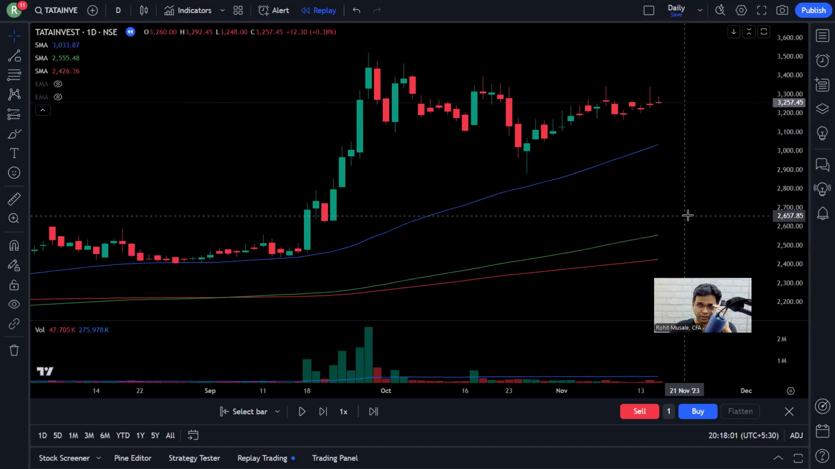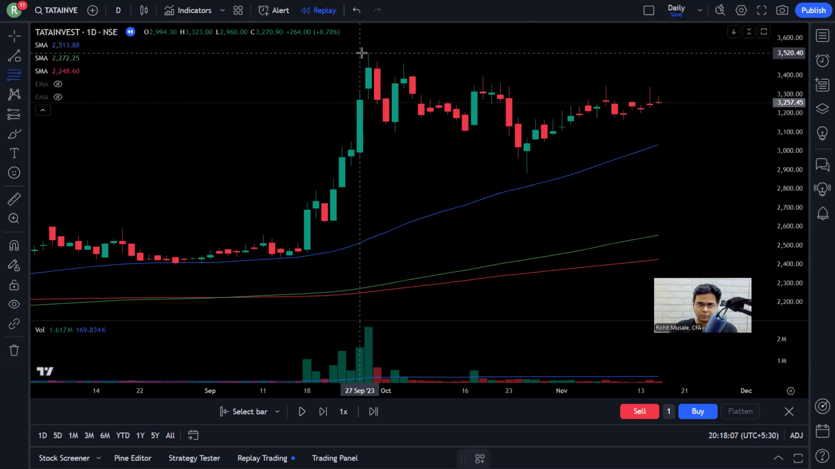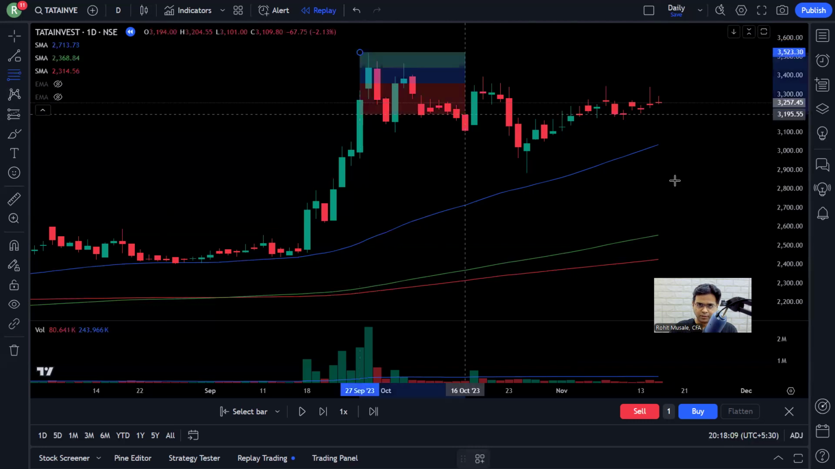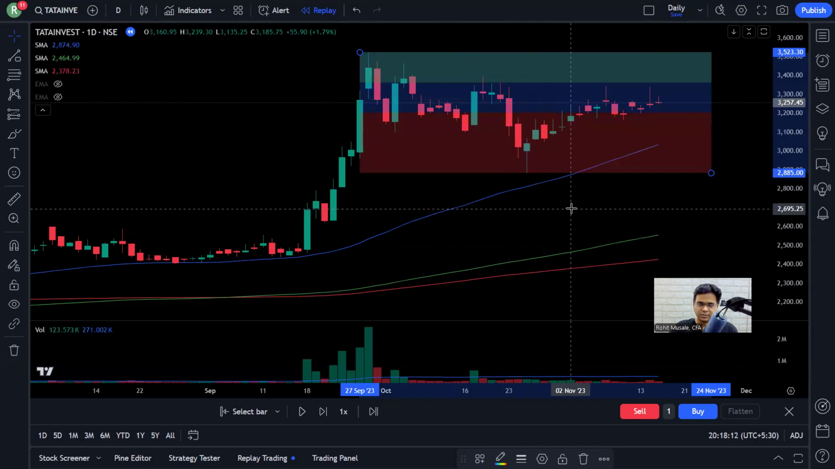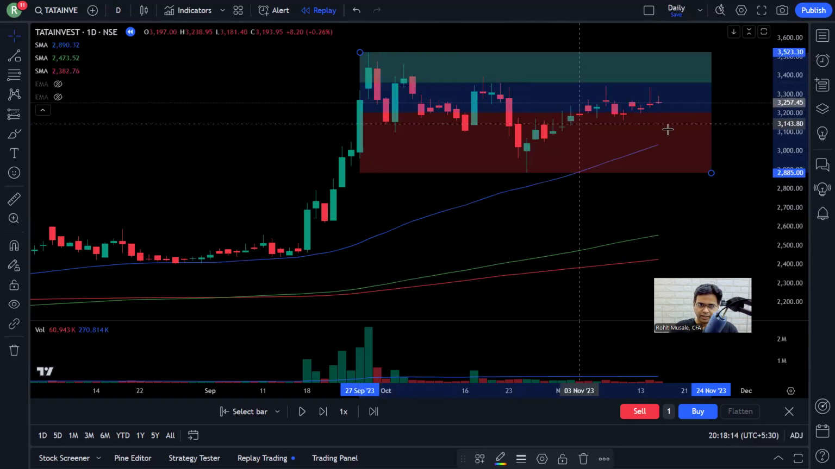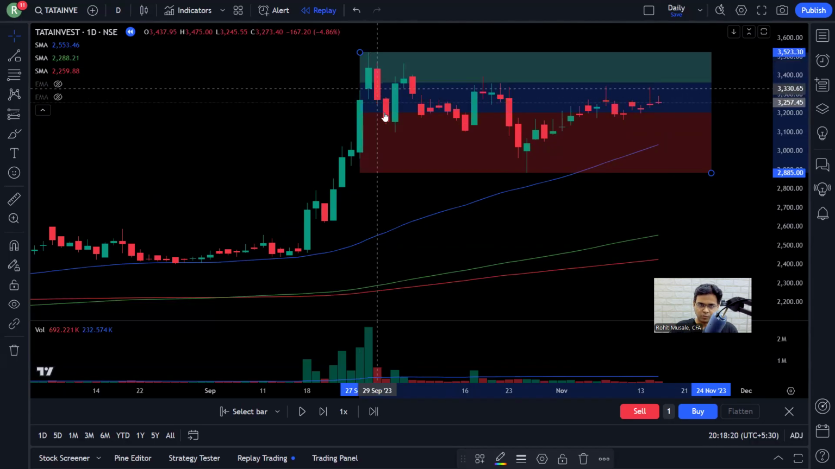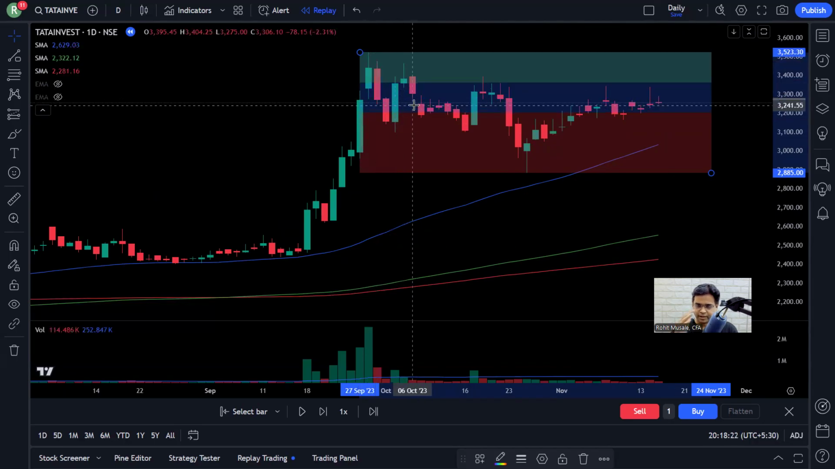Second criteria, there should be minimum 10 candles in the base. So first, let me draw the base for you. So from the high point till this low point. So this is the base. There are minimum 10 candles in the base. So this completes point 1. So I start counting from here: 1, 2, 3, 4, 5, and so on. So easily there are more than 10 candles in the base.